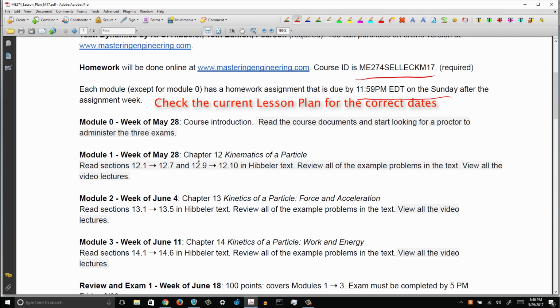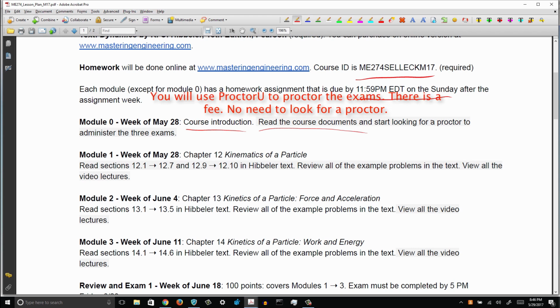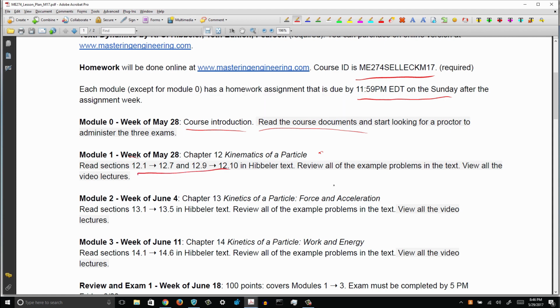The first module is the week of May 28th. It's a course introduction. Please read all the course documents online and start looking for a proctor to administer the 3 exams. Module 1 is also the week of May 28th. It's on Chapter 12, Kinematics of a Particle. Here's the reading assignment, and you must also view all the video lectures. All the video lectures are online on YouTube, and if you go to Blackboard in the content section, I'll show you this in a moment, the links to all the videos are there.